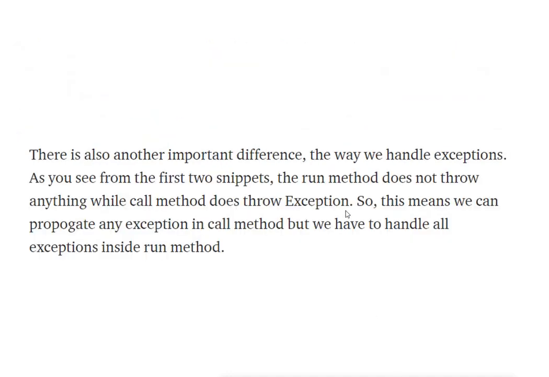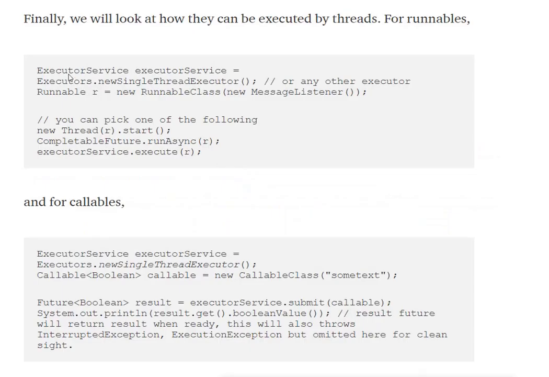Here we can see another difference, the way we handle exceptions. As you see from the first two snapshots, the run method does not throw anything while the call method does throw an exception. This means we can propagate any exception in the call method, but we have to handle all exceptions inside run methods. In this snapshot you can see I first created the object of ExecutorService by using Executors.newSingleThreadExecutor. If you are not aware of that, you can watch my previous video.